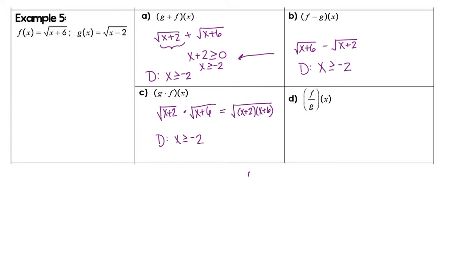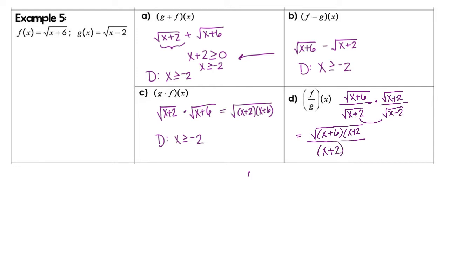Okay, and then in part D, you're going to have division here. And so that's going to require us to do a few more steps, I think. We're going to have the square root of x plus 6 over the square root of x plus 2. So we're going to have to rationalize here. Multiply top and bottom by the square root of x plus 2. And so in the numerator, we're going to have the square root, and we can put all of this together. X plus 6 times x plus 2. And then in the denominator, notice that is just going to be multiplied together, and you're going to get x plus 2. And so here, that denominator just ends up being x plus 2.